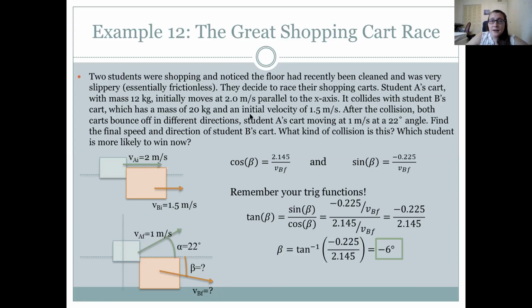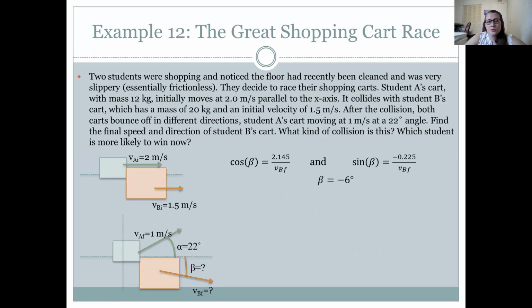Okay. But we're still not quite done yet, because that's just the direction of student B's cart. That's not the final velocity. But now that we know beta, we can plug beta in to either of those two equations, cosine of beta or sine of beta, and get our final velocity for cart B. So I plugged it into the cosine equation, just because that was the first one. And when you solve for VBF, you get a velocity of 2.2 meters per second.